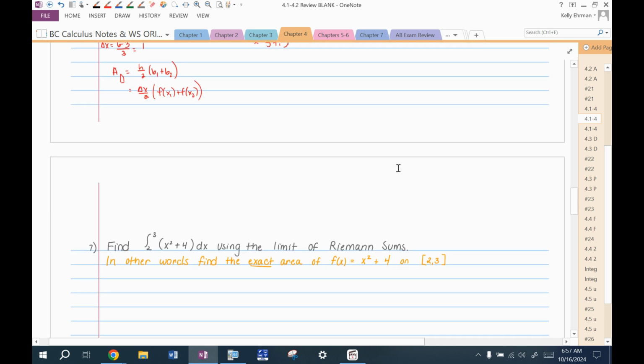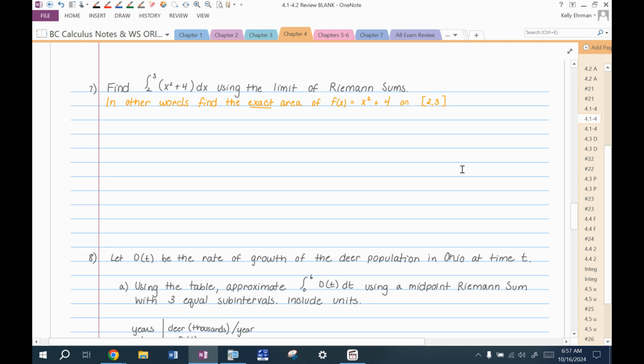All right, let's take a look at number 7. Find this integral using the limit of Riemann sum. So this is the long one, right? So in other words, find the exact area on 2 to 3. So this is like our limit definition for a Riemann sum.